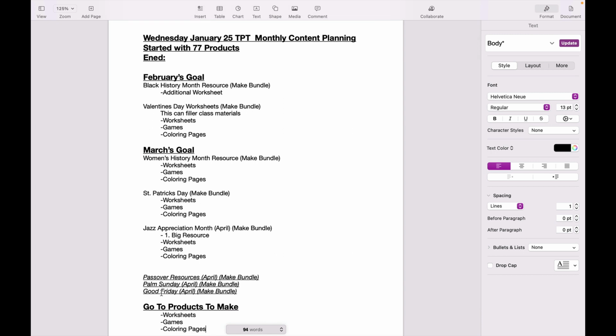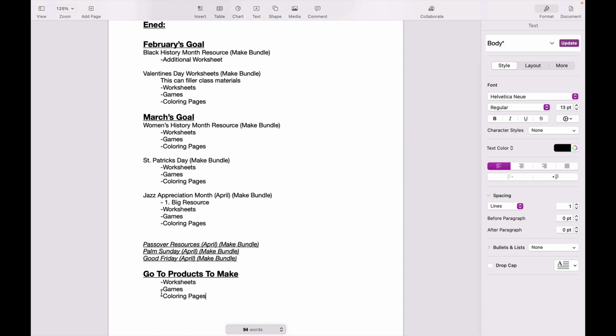So as a quick summary, February's goal is to have my Black History Month resources done and additional worksheets made. Valentine's Day, I think I can get this definitely done by the 31st of January. And then I will start on my goals for March. So Women's History Month, St. Patrick's Day, Jazz Appreciation Month. I'll see how many of these resources I get made. If I have extra time, maybe I'll do Passover, Palm Sunday, and Good Friday. I don't really know, but those are my backup things if I somehow create these really quickly.